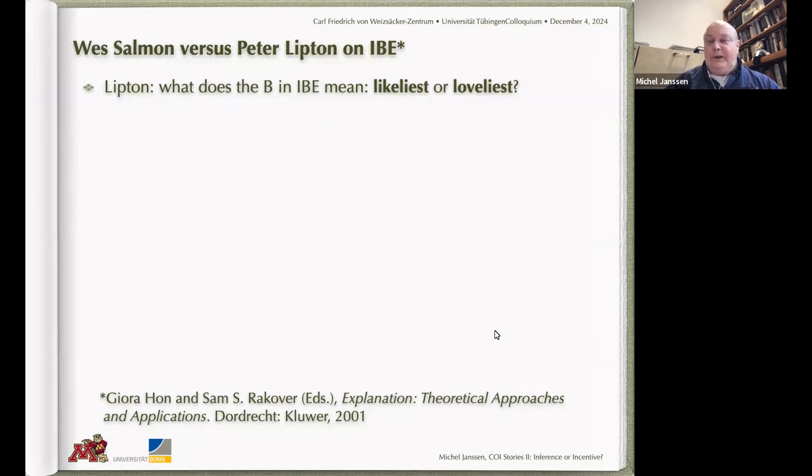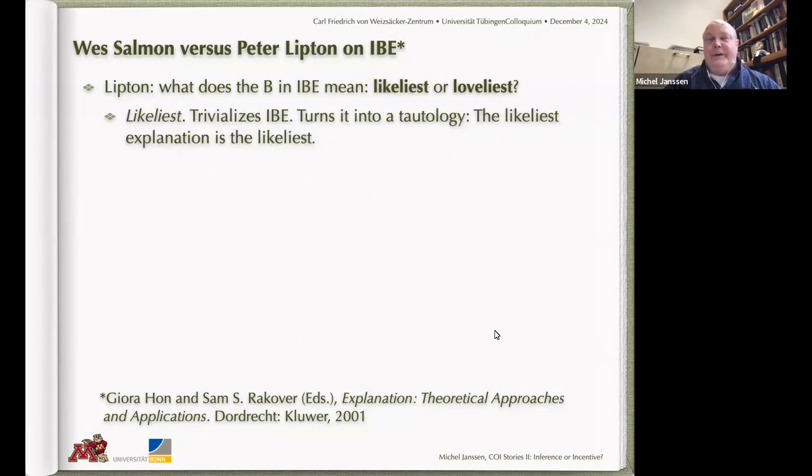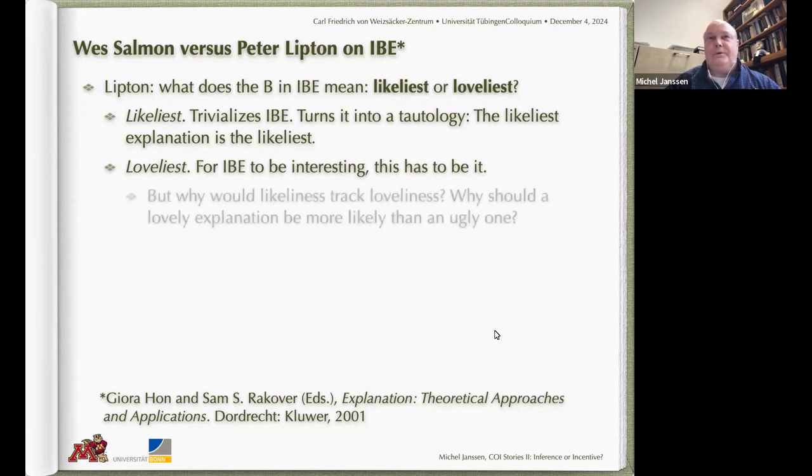Lipton has this terminology where he talks about the likeliest explanation and the loveliest explanation. What do you mean when you say best? When you say likeliest, then IBE becomes completely trivial, right? It just says the likeliest explanation is the likeliest. So for this to have any teeth, it's got to be loveliest. So it's because it's a pretty explanation that you should believe that it's true.